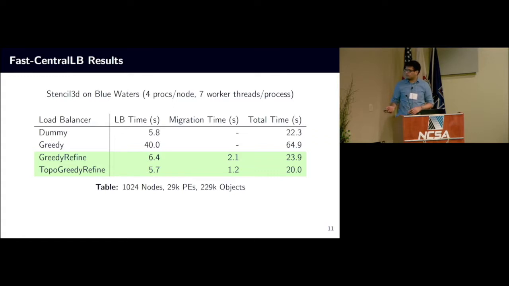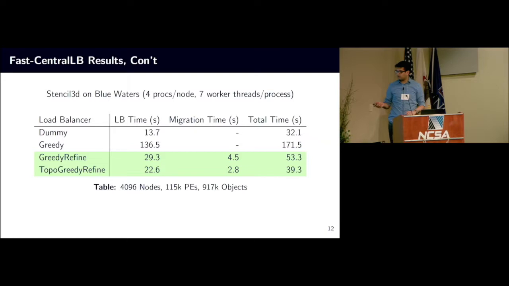This particular run is on 1K nodes with 29,000 PEs and 229,000 objects. So we see here that there's a very big difference between greedy, which is essentially the current way of doing load balancing in Charm, and greedy refine, which uses, in this case, the new fast central LB. Dummy, in this case, basically does nothing. It does stats collection, but that's it. And we see here, in this case, probably just due to noise, topo greedy refine is actually slightly faster.